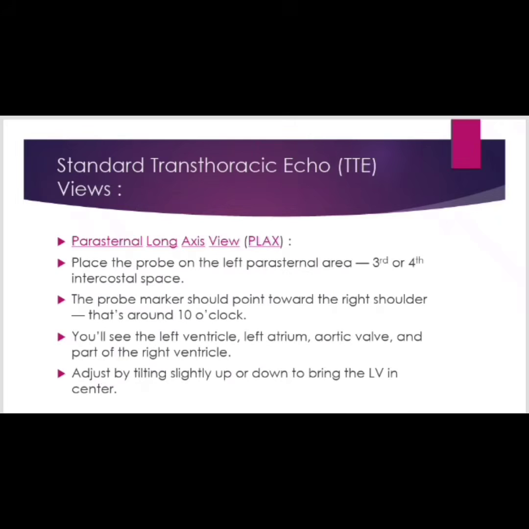Now we are going to see the probe position for each view. Standard transthoracic echo views. First one is parasternal long axis view. Place the probe on the left parasternal area, third or fourth intercostal space. The probe marker should point towards the right shoulder of the patient, around 10 o'clock position. In that you will see the left ventricle, left atrium, aortic valve and part of the right ventricle, which is RVOT. You need to adjust the probe by tilting slightly up or down to bring the LV in center, which is the perfect view of PLAX.